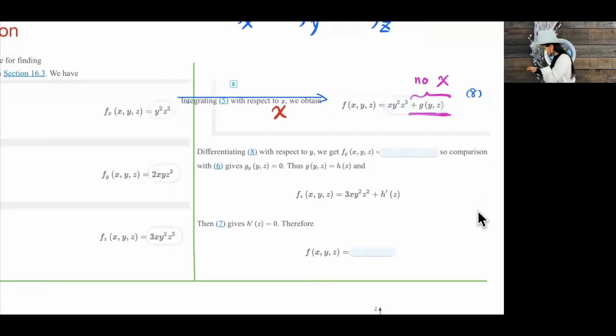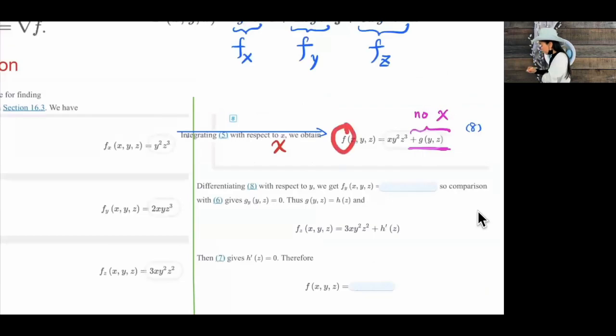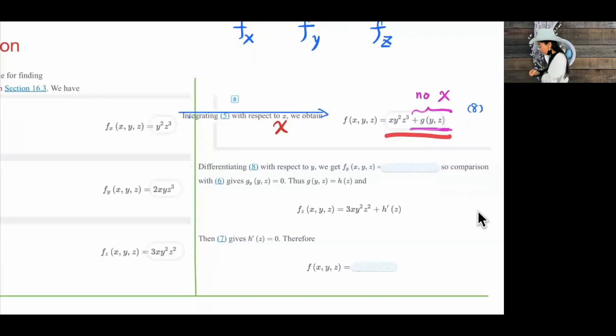All right, so after this, what should we do? We try to find this small f function. So we're going to start from this. Because we know the partial derivative of the function with respect to y, we're going to take the partial derivative of this function f with respect to y, and then compare that to find out what this function g is equal to.